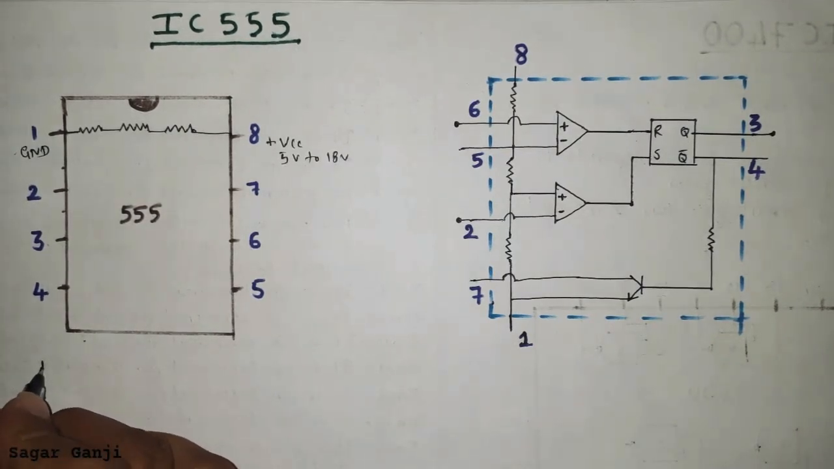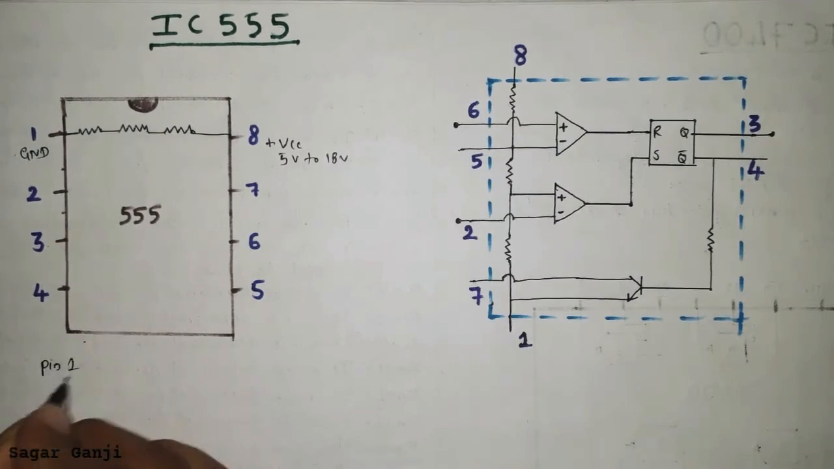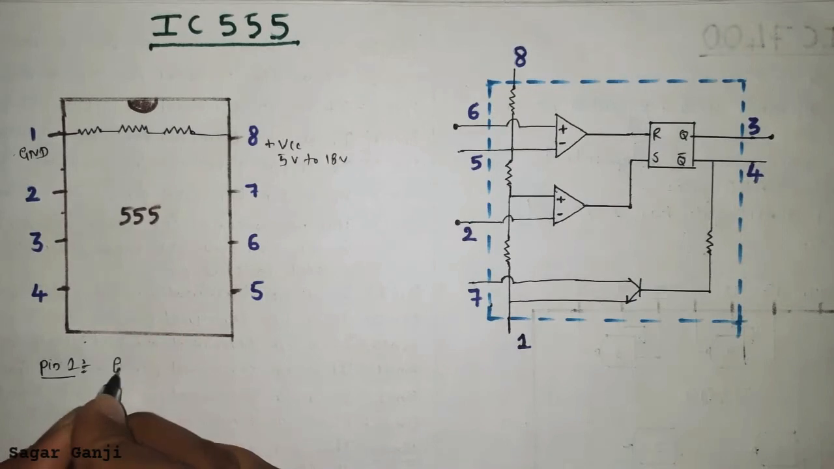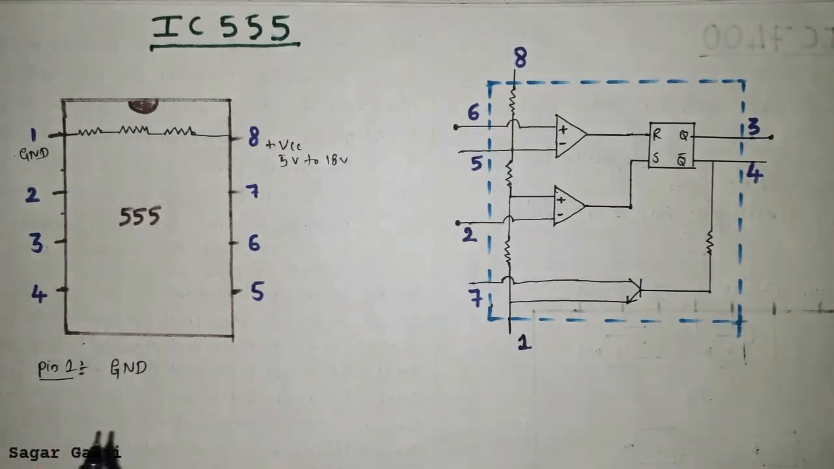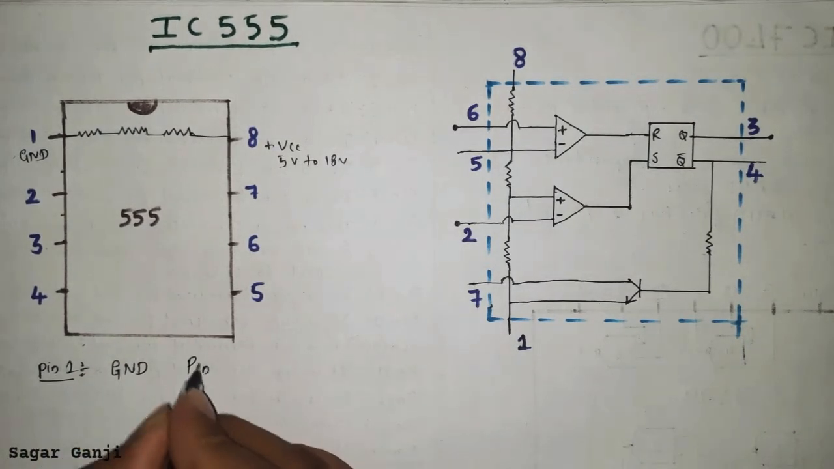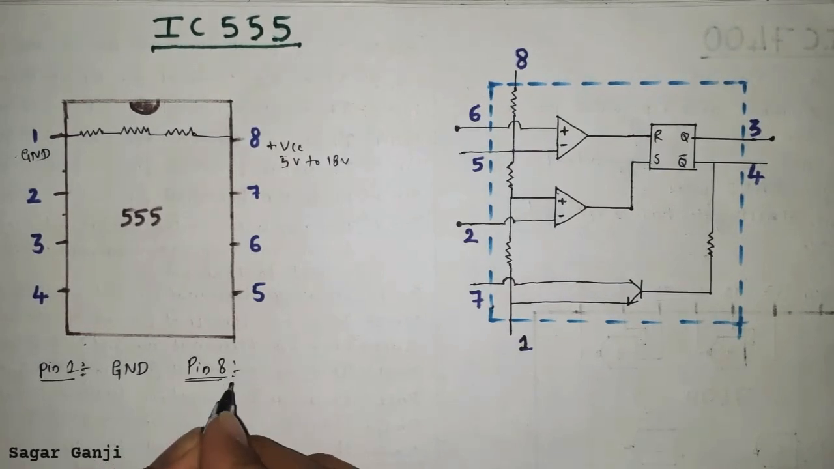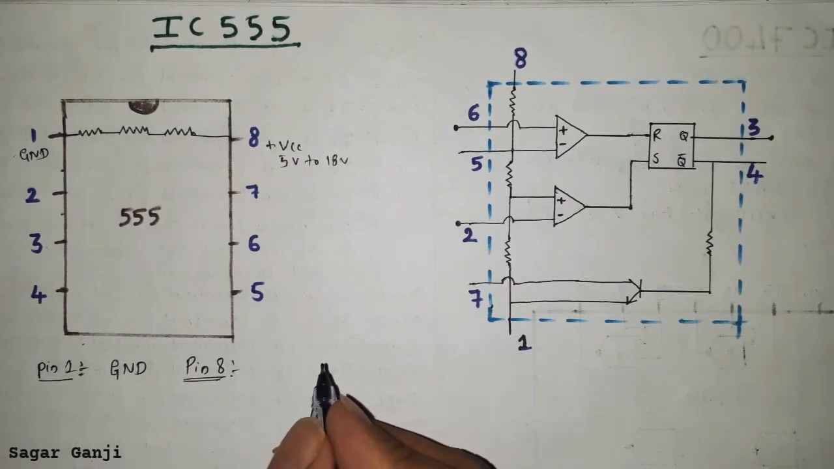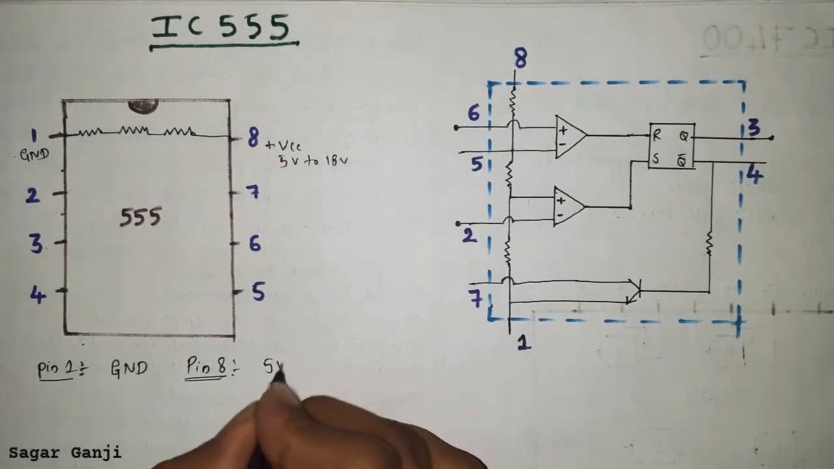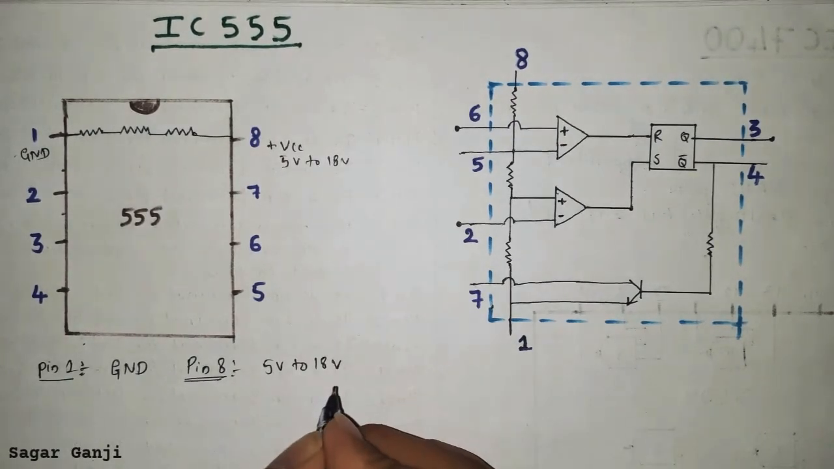First, pin number 1. It is connected to ground pin and all voltages are measured with respect to this pin. And let us take pin number 8. Pin number 8 is the power supply pin or terminal. To this, 5 volt to 18 volt is applied to operate the IC.